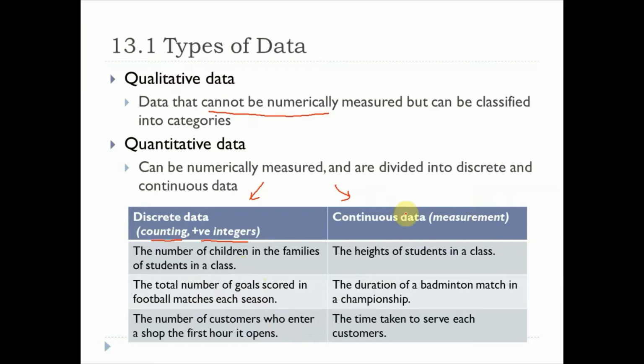Continuous data means it's a measurement, you can measure it, or it means it can have decimal places. Like heights could be 1.62 or 1.6 or 1.54 or 1.50. Duration of a match 34 minutes, 34.5 minutes, and so on. Time taken is also continuous data. Continuous means decimal places can exist. Discrete means you must count 1, 2, 3, 4, 5, 6, 7. Okay, next.